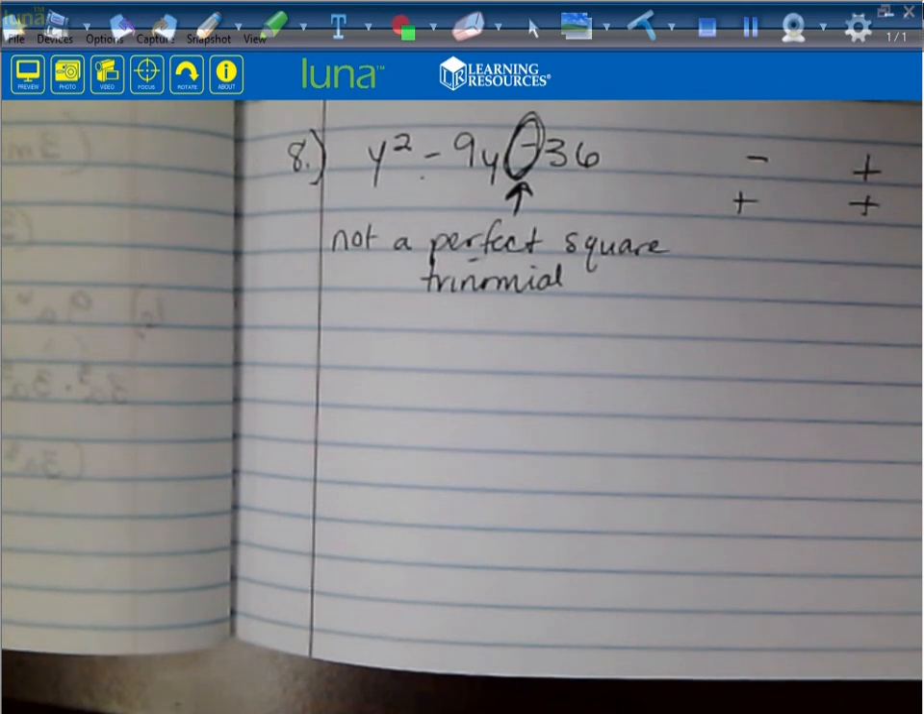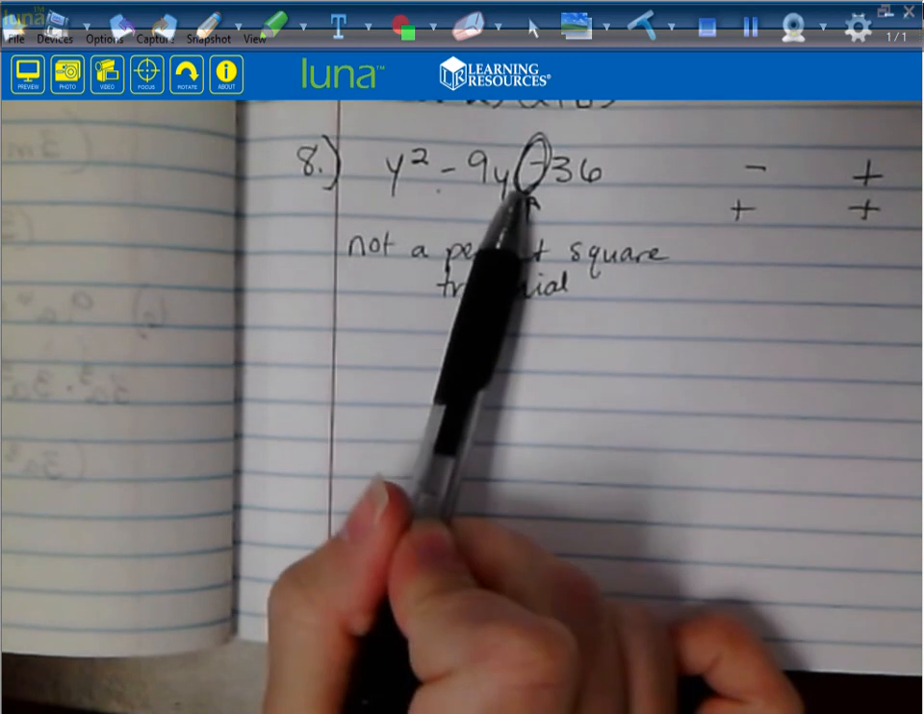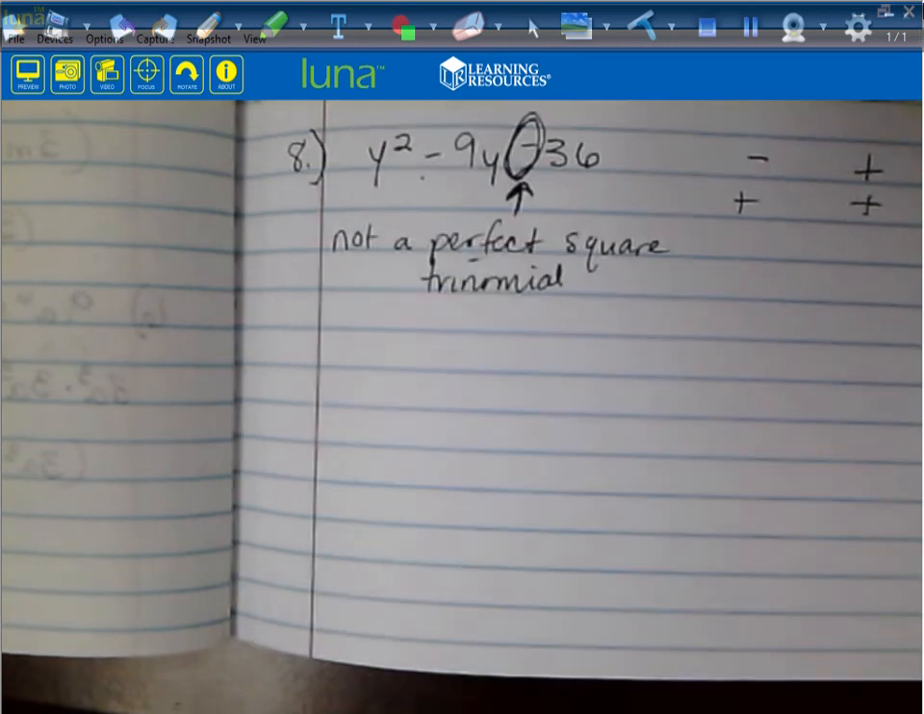But we just want you to be aware if the second sign is a minus sign, it's not a perfect square trinomial and it can't be factored using the shortcut method. So just make sure that you have that written down before you stop the video. And that is your last example for the day.